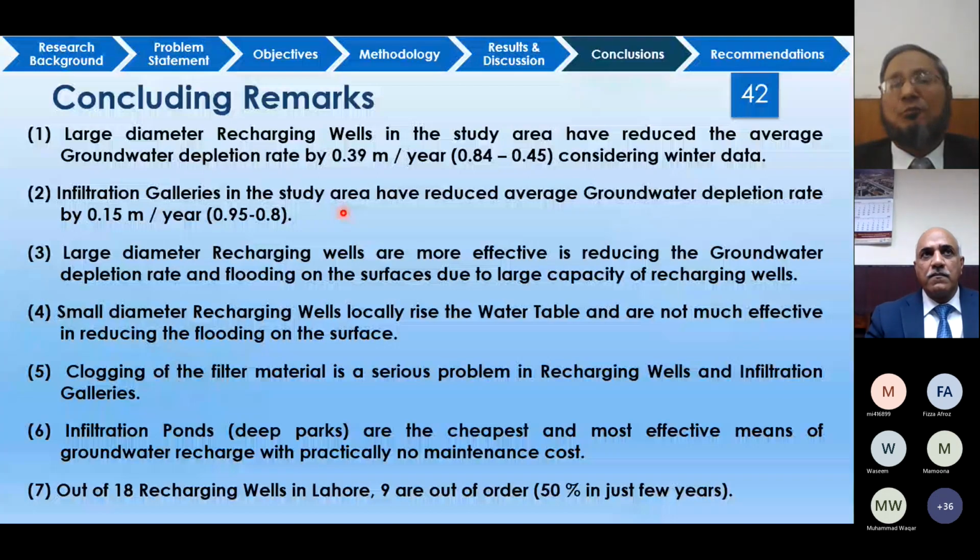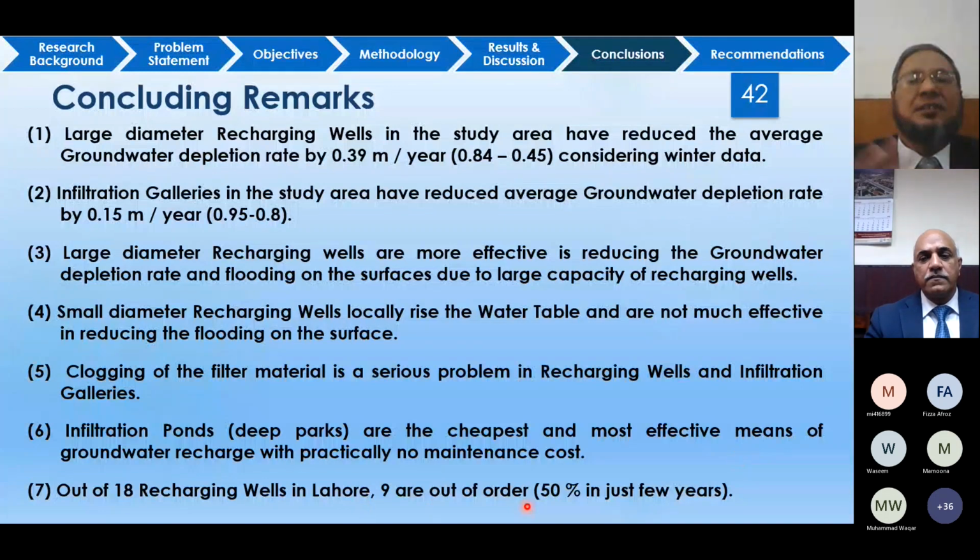Large diameter recharging wells are more effective in reducing the groundwater depletion rate and flooding on the surfaces due to their large capacity. Small diameter recharging wells locally raise the water table and are not much effective in reducing flooding on the surface. Clogging of the filter material is a serious issue in recharging wells and infiltration galleries. Infiltration ponds, meaning deep parks, are the cheapest and most effective means of groundwater recharge with practically no maintenance cost. Out of 18 recharging wells in Lahore, 9 are found out of order, which means 50% of the recharging wells we encountered are out of order.